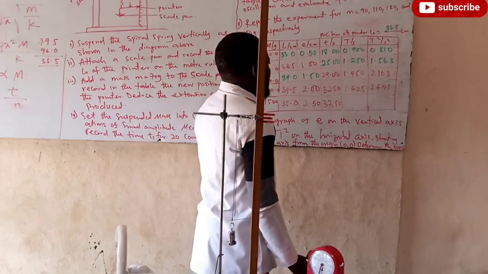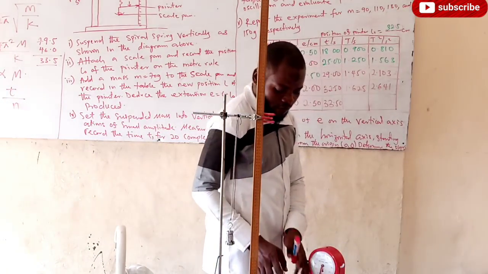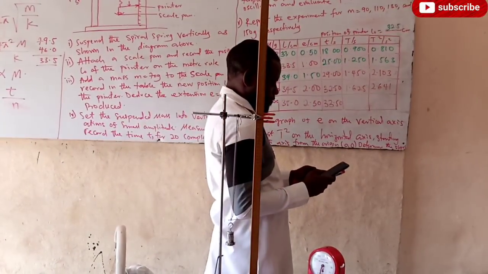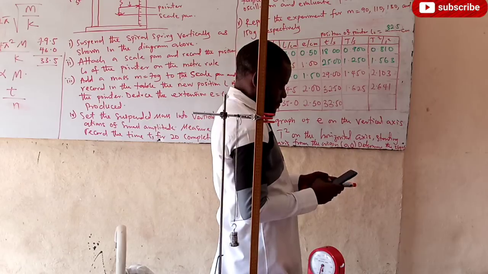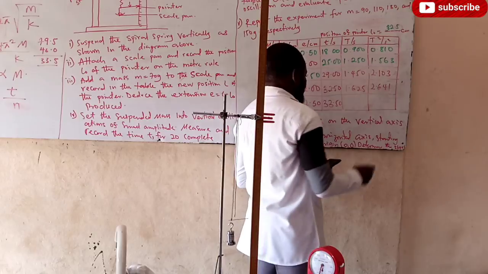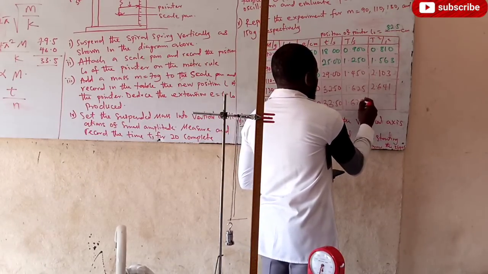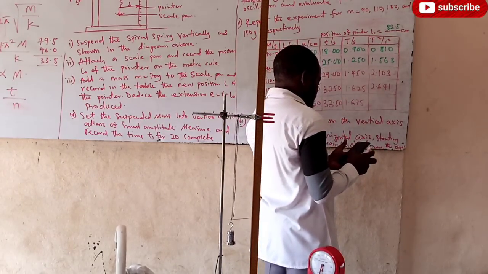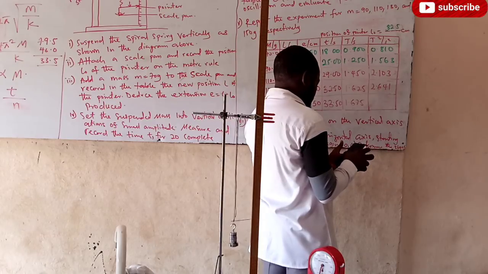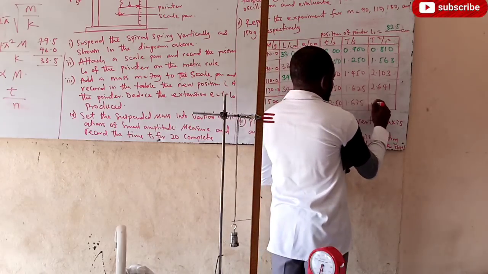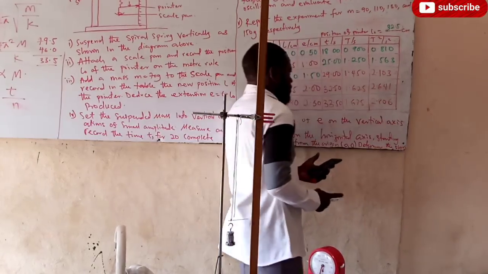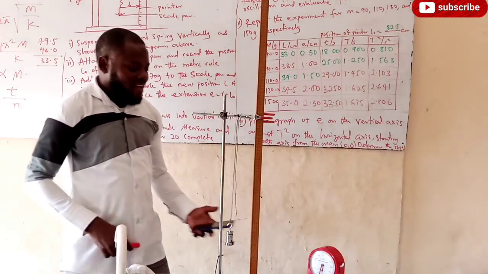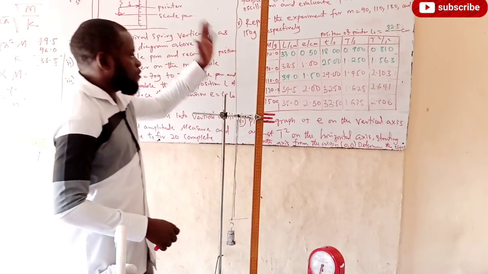33.50. Okay, our period of oscillation is said to be what? 33.5 divided by 20. So we have 1.675. Then we square our results. What are we going to have? We have 2.806. Okay, so that's about that. We are done with our table completely now.